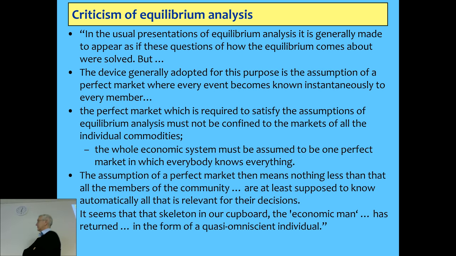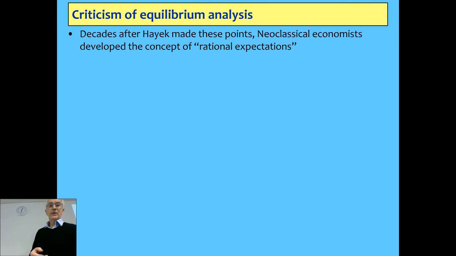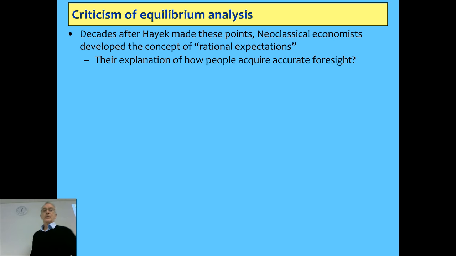And this is, again, given when it's written, very prescient, because neoclassicals, in a sense, were pushed towards having to assume this to hang on to their mathematical methods. They hadn't done it at the time Hayek was writing. But he said, the skeleton in the cupboard, the economic man, has returned in the form of a quasi-omniscient individual. So the neoclassical idea of rational is actually somebody who's effectively omniscient, the one who knows everything and can predict the future of the economy accurately. And that's what turns up in finance theory as well, as it happens. So decades after he made that point, you get the neoclassicals talking about how rational economic man comes about.